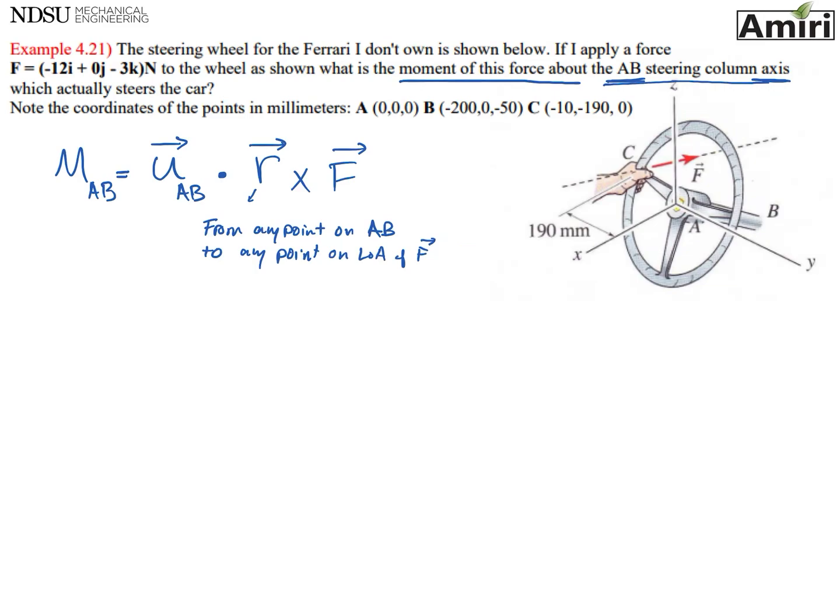So let's look. Anywhere on the axis AB, well, I have both the coordinates of A and B, so I can pick any of them that I want. I'm going to pick point A. So from A to anywhere on the line of action of F. The line of action of F is that dotted line. Anywhere that I have, I know the coordinates of point C. So this is going to be my position vector, A to C. So F is given. All I have to do is find the unit vector of AB and the position vector AC. So let's get to work.